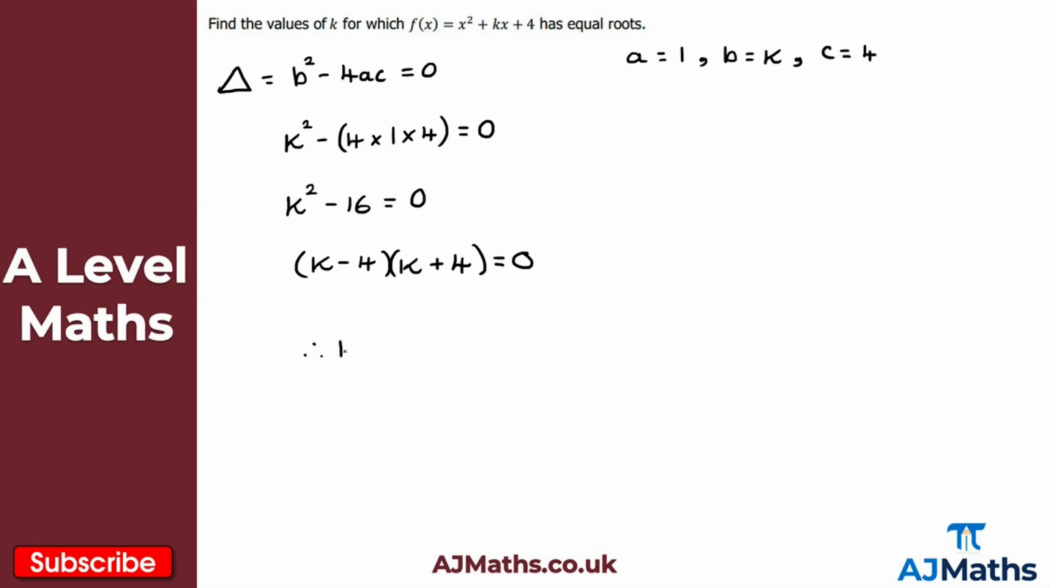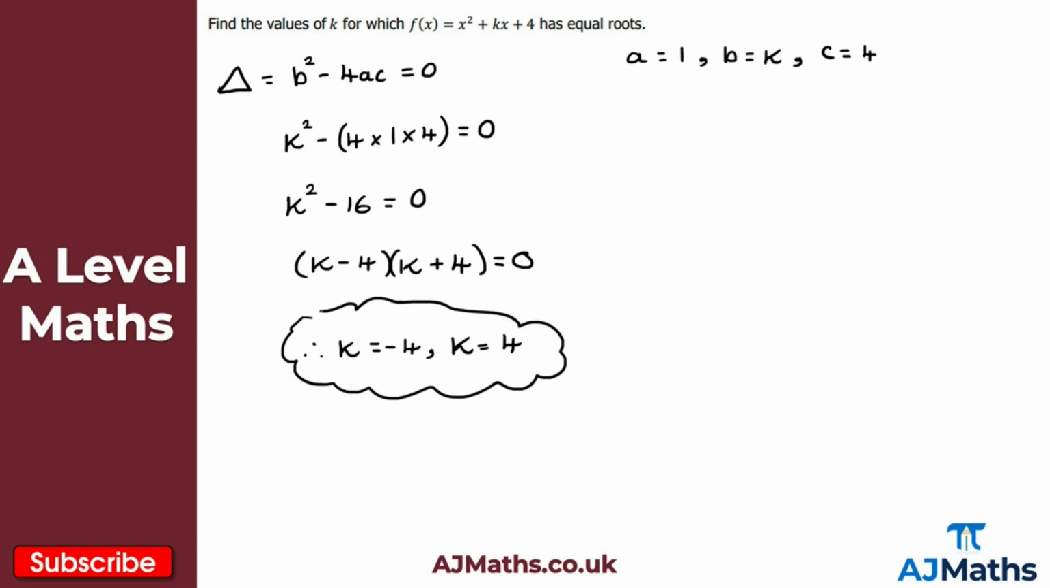So k must be equal to minus 4, and k must be equal to positive 4. And there we have it. So that gives us the solution to the second question.